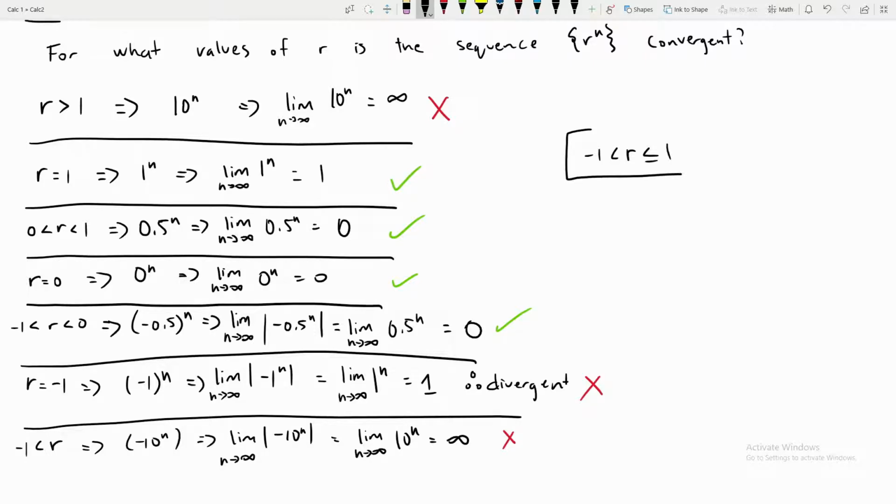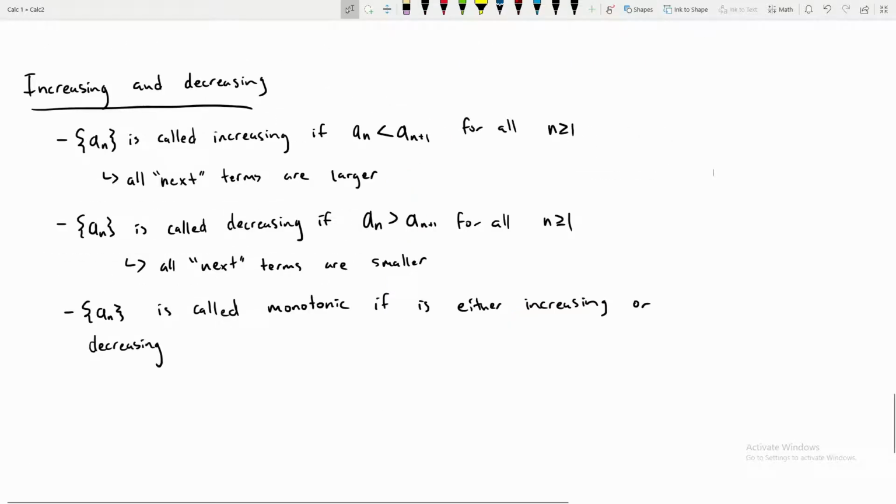This is kind of the scenario when this sequence is convergent. Now, you might want to remember this because later on we will be dealing with this r value when it comes to series. So now moving on to increasing and decreasing series. We basically have two of these classifications, whether a sequence is increasing or decreasing.